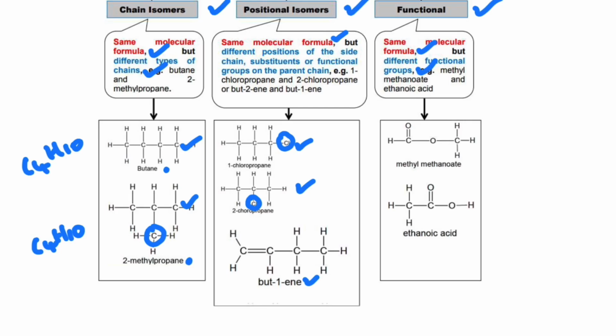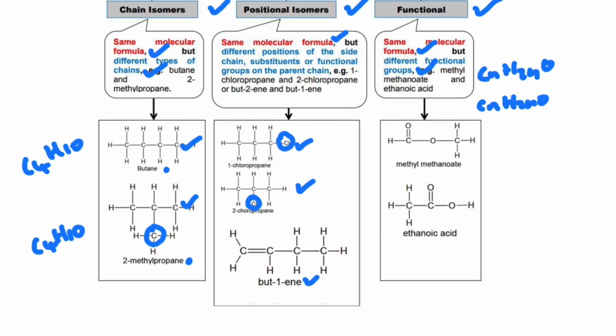If you still remember, the general formula for ketones is CnH2nO. And then the general formula for aldehydes is CnH2nO. So if we are talking about an aldehyde with 4 carbons, for instance, it will have the same molecular formula as a ketone with 4 carbons because they have the same general formula. So ketones and aldehydes are functional isomers.